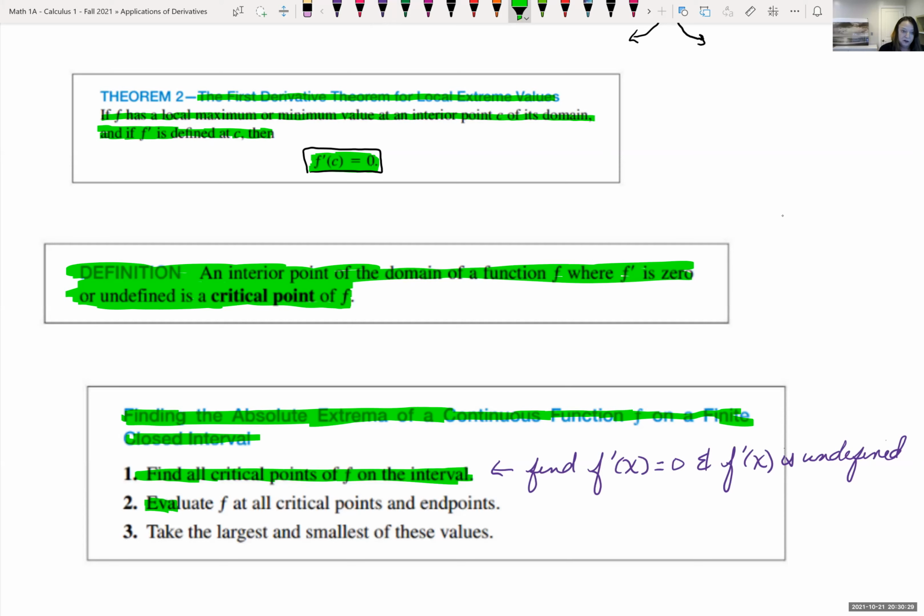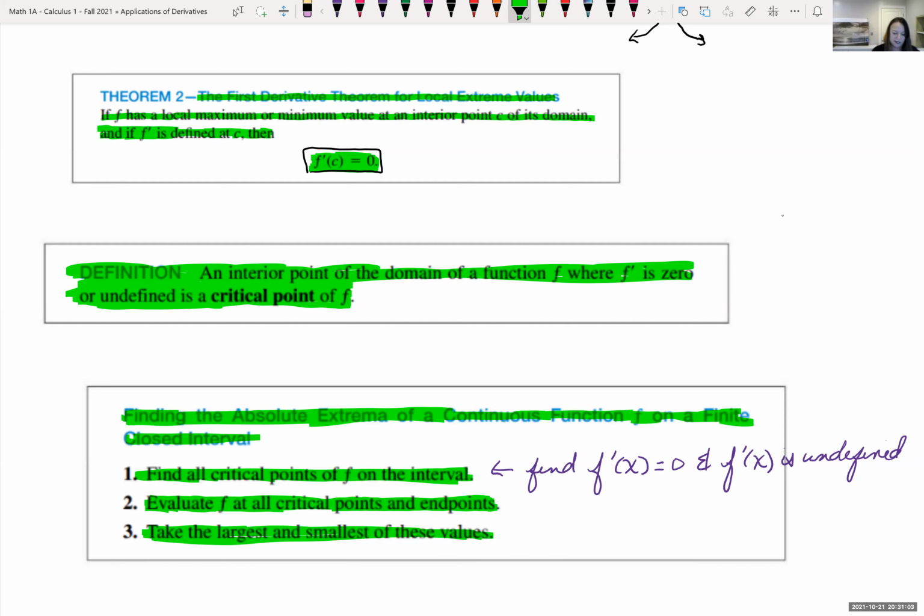So once we've found those critical numbers, we're going to go back and plug our critical numbers in for x in our original equation f. So evaluate f at the critical points and the endpoints. Remember, we saw that our endpoints could be the absolute max or absolute min. And then we're going to look at our y values, and take the largest and the smallest of these values, and that will be our absolute max and absolute min.